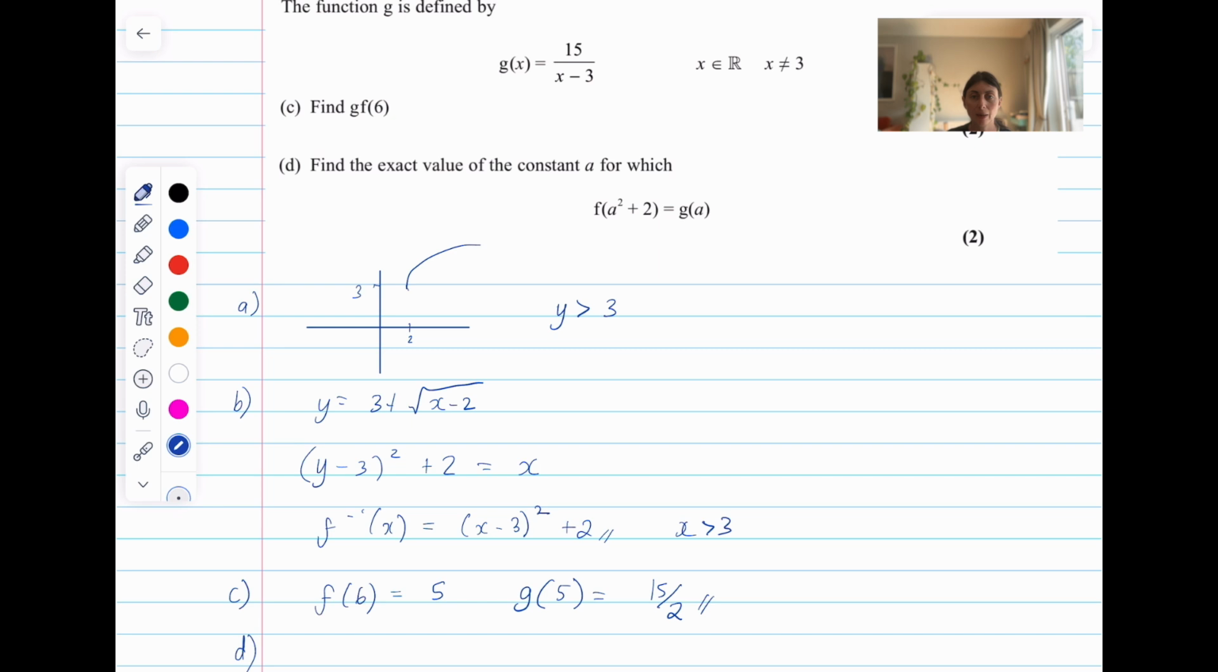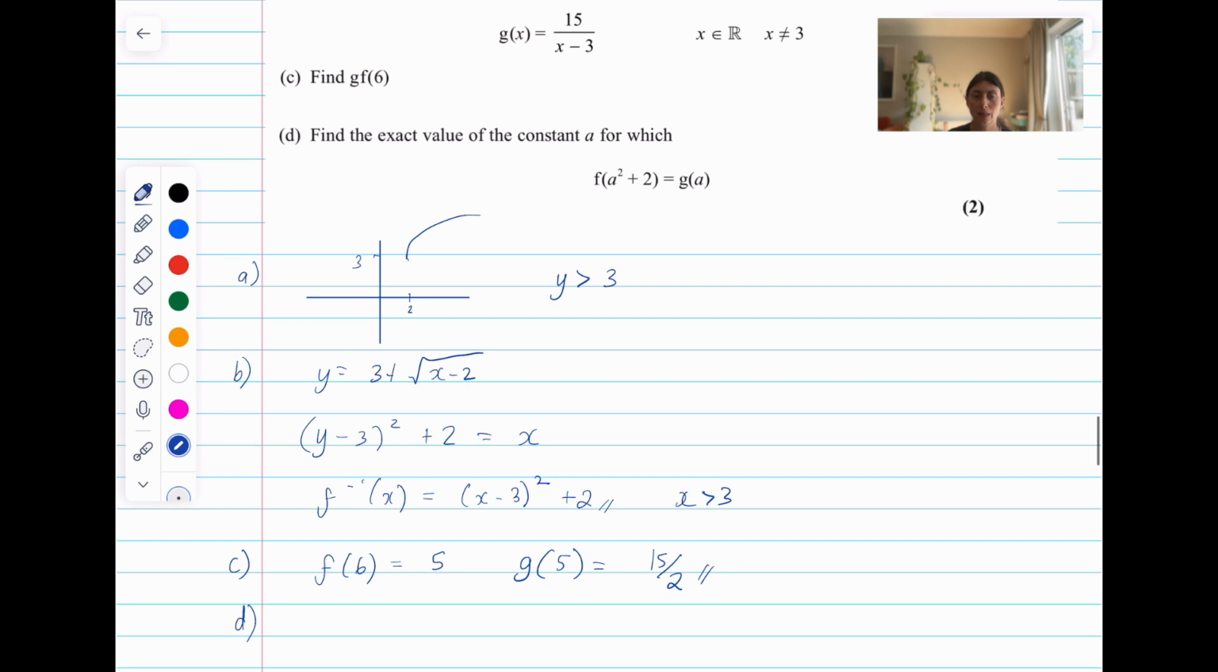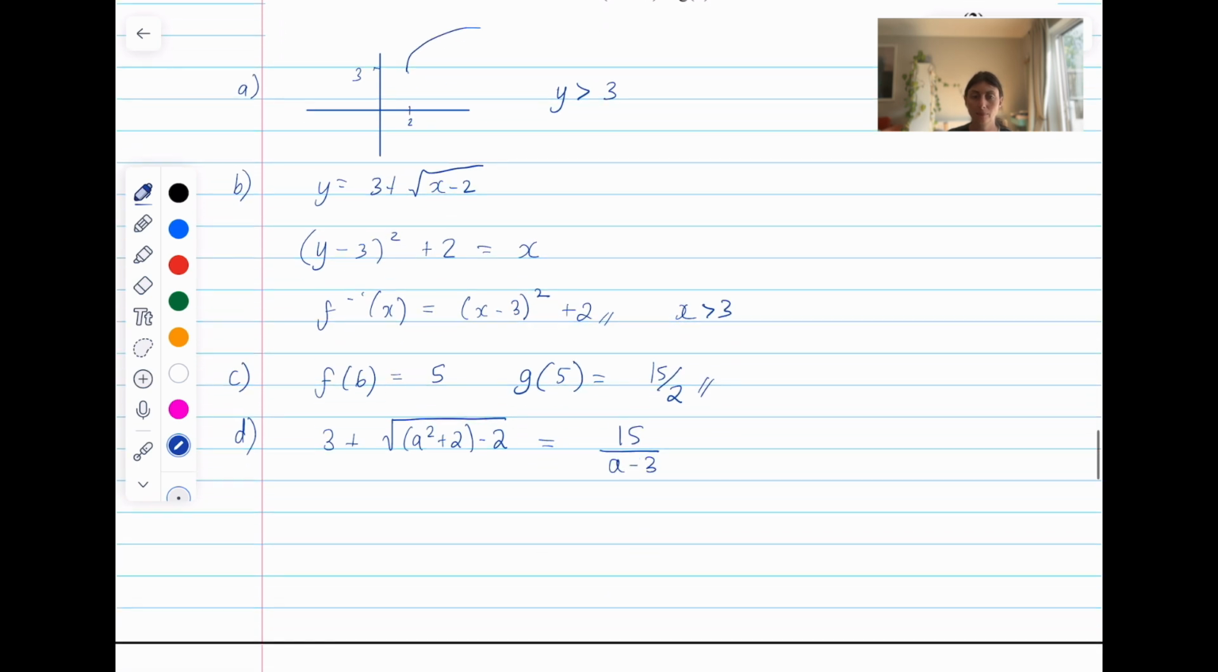And then finally, part D, find the exact value of the constant a for which. So we need to do f of a squared plus 2. So wherever you saw an x in your f, you will replace it with a squared plus 2. And then setting it equal to g of a. So wherever you saw an x in g of x, you now just replace it with an a. With functions, if there's a square root sign, please assume it's the positive.